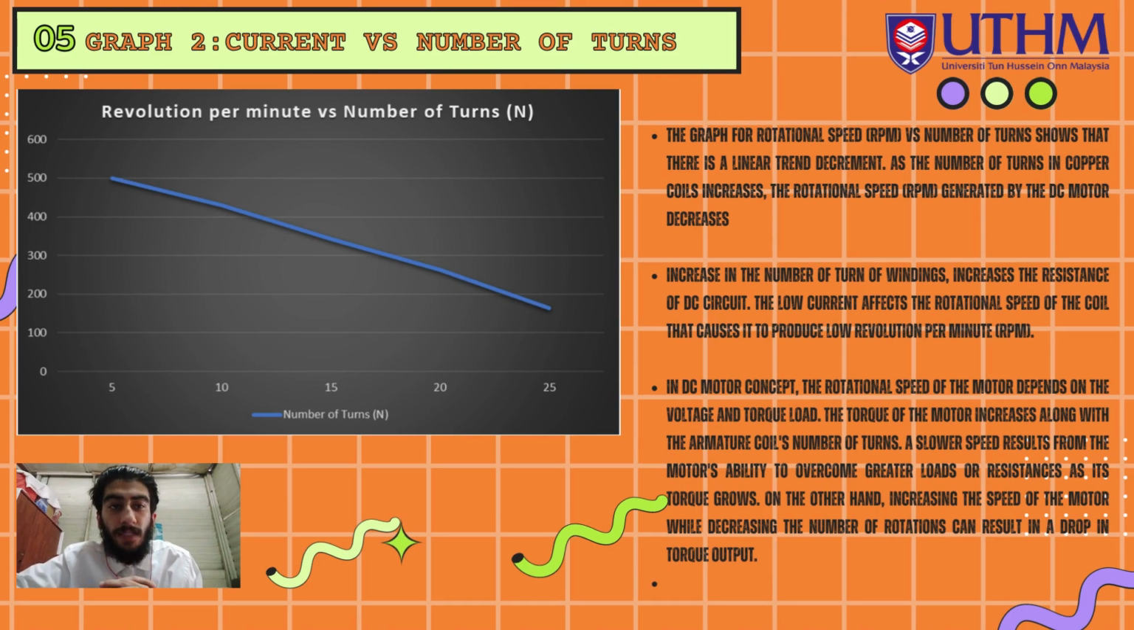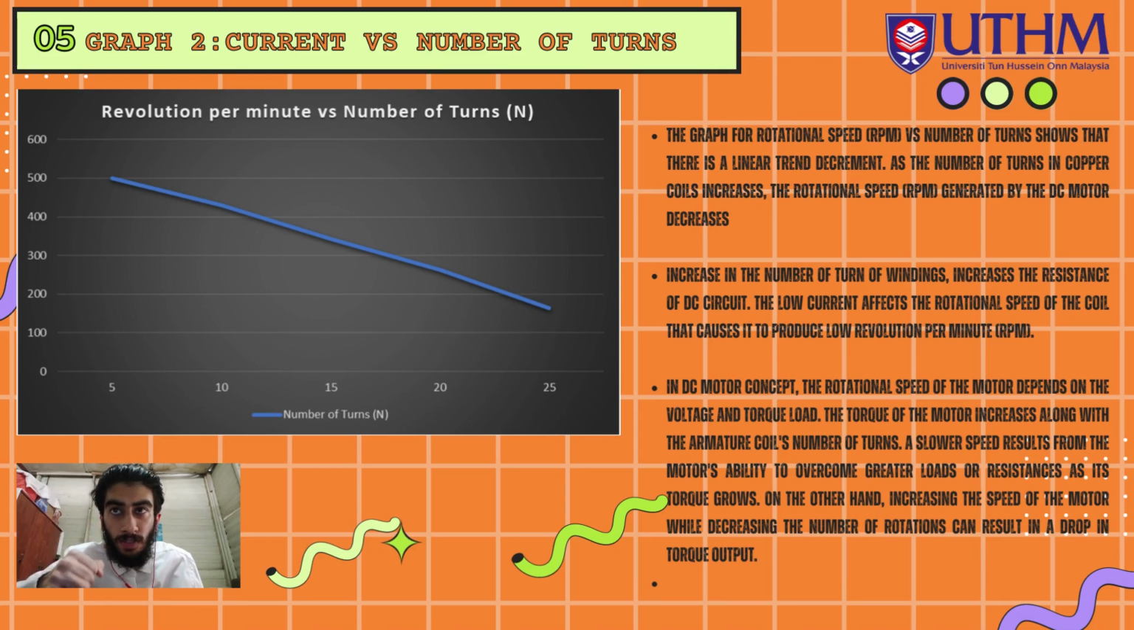So moving on to the second graph analysis, which is the revolution per minute versus the number of turns of coils. The graph of rotational speed RPM versus the number of turns also shows a linear trend decrement. As the number of turns in the copper coils increases, the rotational speed RPM generated by the DC motor also decreases. Increasing the number of turns in the winding increases the resistance to the DC current. The low current affects the rotational speed of the coil, which causes it to produce a low RPM.